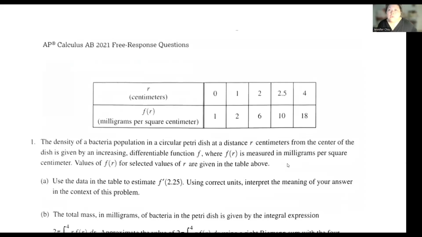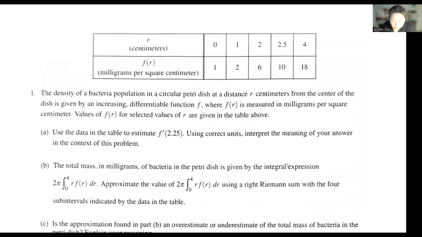Okay, this is 2021 FRQ number one. It should usually be in the calculator portion, so I believe numbers 1 and 2 are going to allow you to use a calculator. All right, so let's go ahead and look. This is a chart problem, and let's see what the table wants us to interpret.